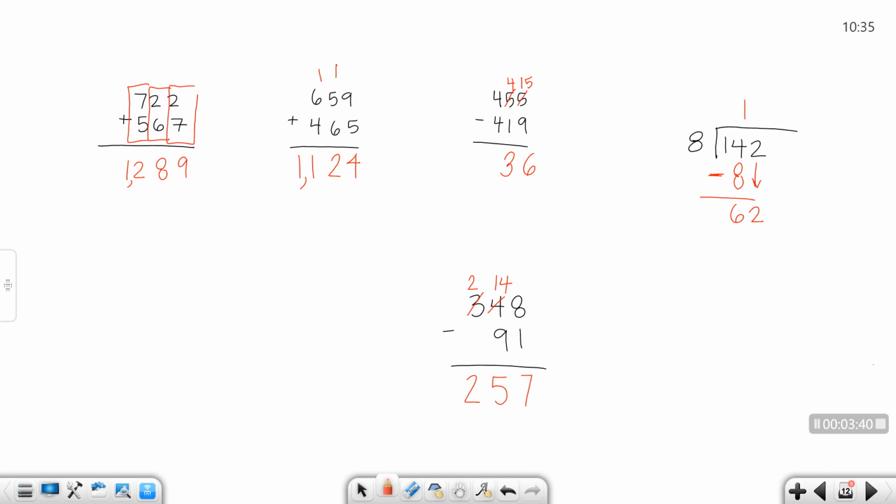Well, thinking of my multiplication tables, 8 times 7 is 56, and 8 times 8 is 64. So 64 is too high. So I'm going to say 8 times 7, and that's going to give me a 56. Draw my line and change my sign. So this is going to give me a 12. 12 minus 6 is 6. 6 is less than 8, so that means 6 is going to be my remainder, and my answer would be 17 with a remainder of 6.